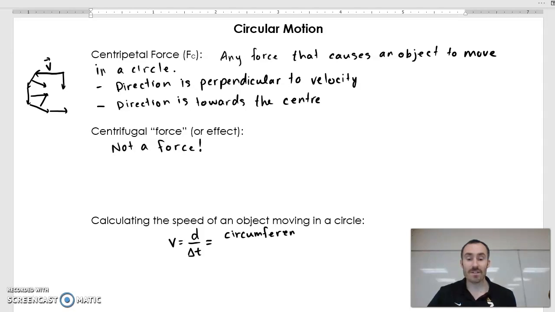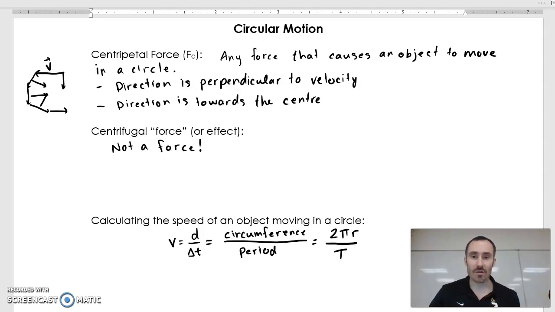Okay, the circumference of a circle is the distance around once, and the time to go around one circle has a specific term, and that's the period. Maybe you remember that from waves last year or last course. Our formula for the circumference of a circle is 2 pi r, or pi times diameter, whichever you'd like, divided by period, which is denoted with a T.